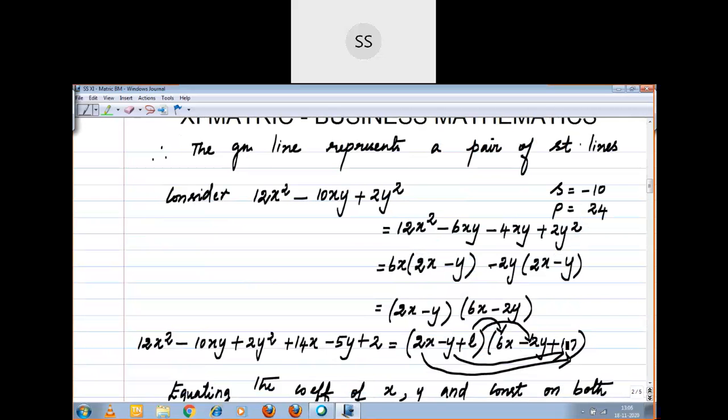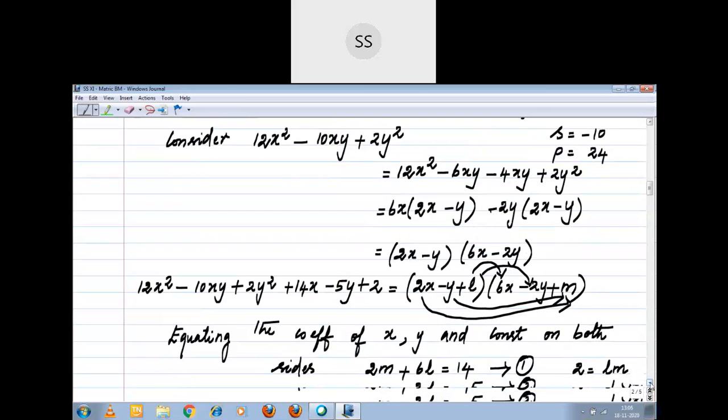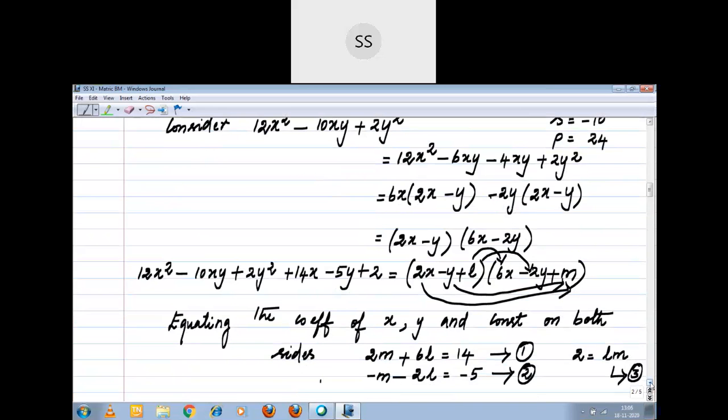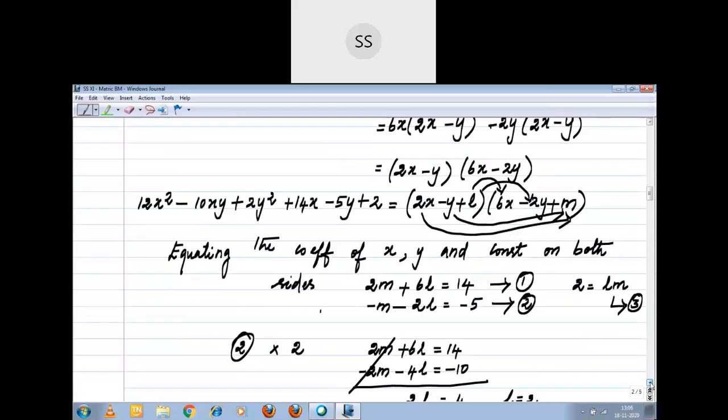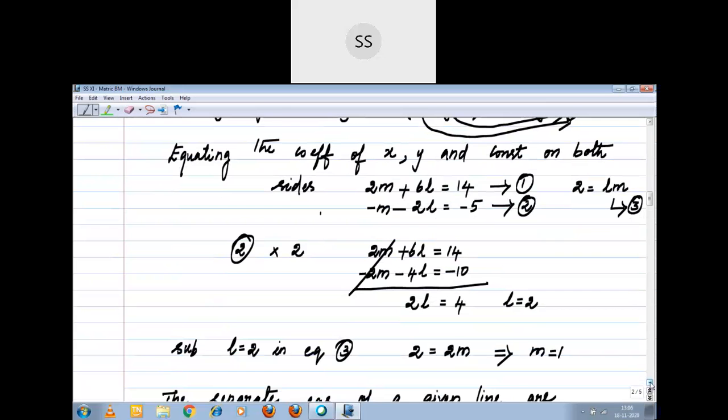After that, for the given equation, in this factorization format, you should add the constants, that is L and M. After that, equate the coefficients of x, y and the constant on both sides. Coefficient of x, that means 2M, plus 6L in the second format, is equal to 14 on the left side. Coefficient of y on the left side is −5; on the right side, −M − 2L. Then constant LM equal to 2. Apply the elimination method, you arrived at L = 2.